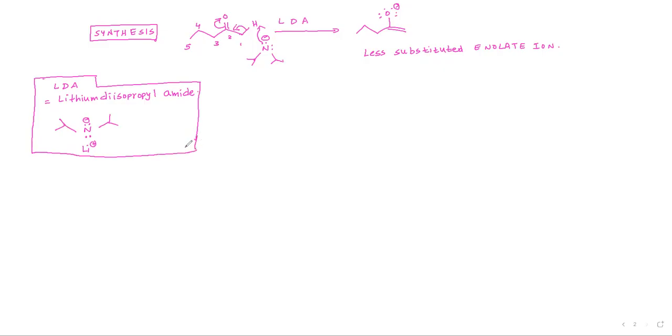And now we have to write down the aldol condensation between this less substituted anion and the cyclohexanone. Cyclohexanone plus the O minus enolate ion. So this undergoes aldol condensation. This is the enolate ion, which is less substituted.